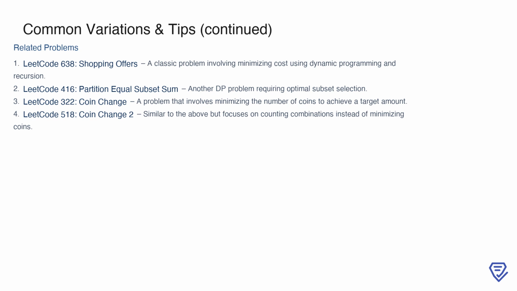Another related problem is LeetCode 416, partition equal subset sum, which also requires selecting subsets optimally to achieve a specific goal. Then there's LeetCode 322, coin change, which focuses on minimizing the number of coins needed to achieve a target amount, and LeetCode 518, coin change 2, which builds on this idea but shifts the focus to counting all possible combinations rather than minimizing the number of coins. These problems share foundational techniques like dynamic programming and recursion, making them excellent practice for building a deeper understanding of how to approach combination and optimization problems.